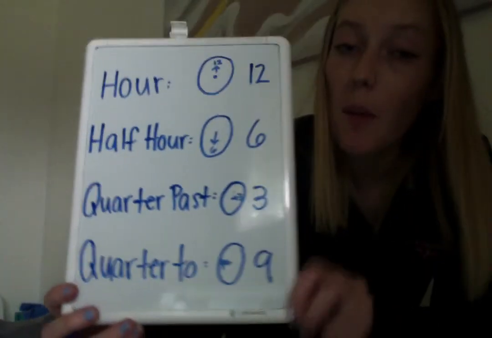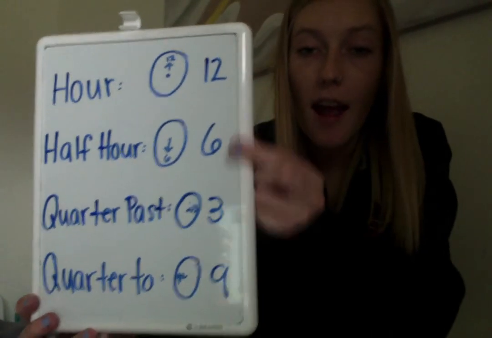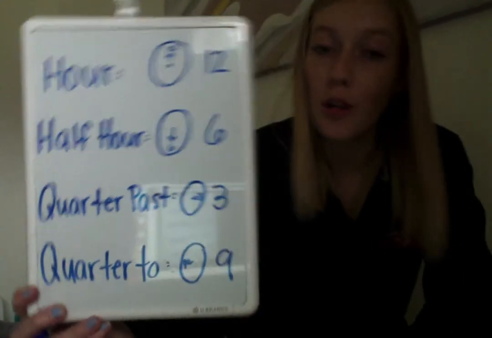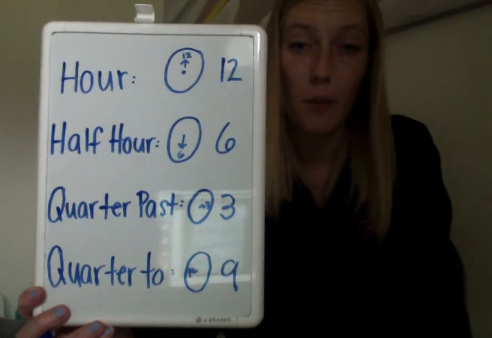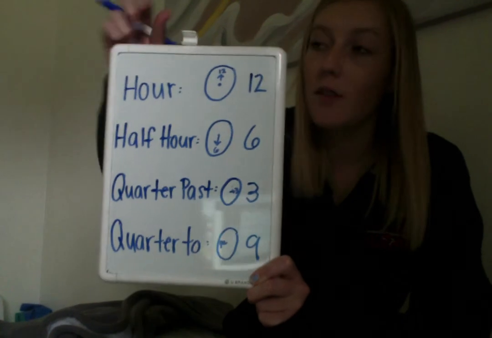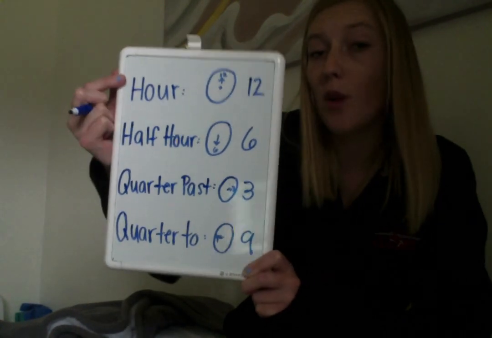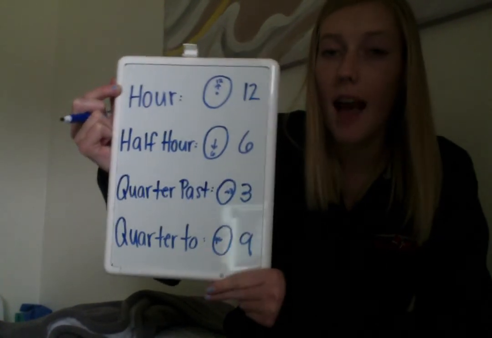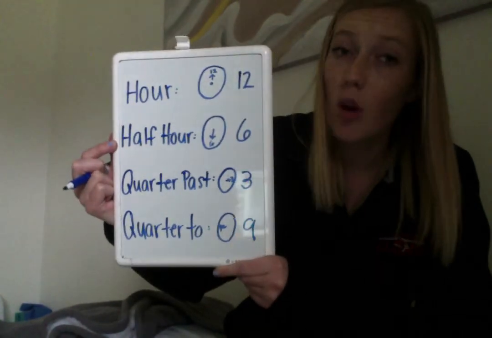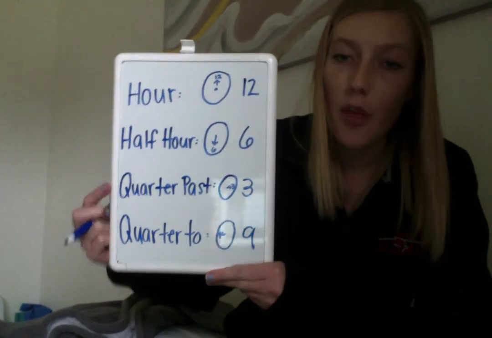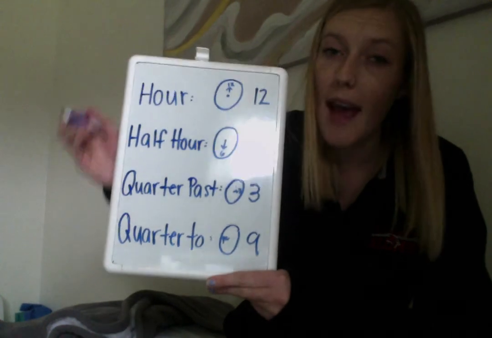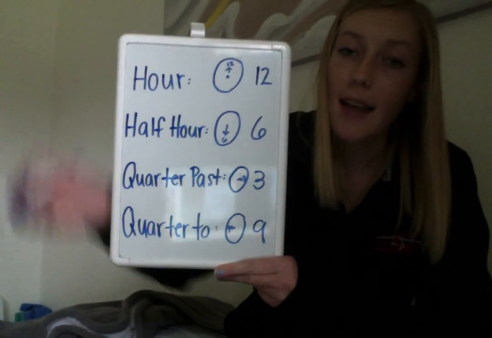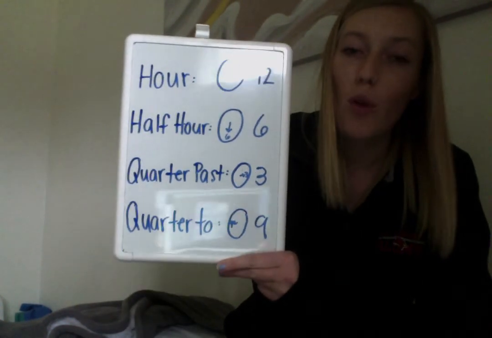So all the numbers on a clock are important and tell you something, but these are the really important times: hour, half hour, quarter past, and quarter to. Those are the really important times that you want to remember. That way, when you look at a clock, if you see that the big hand is pointing at the 12, you know that it's something to the hour. If it's pointing at the 6, you know it's something to the half hour. The 3, you know it's 15 minutes past the hour or a quarter past the hour. And to the 9, you know that it's 15 minutes to the next hour or a quarter to the next hour.